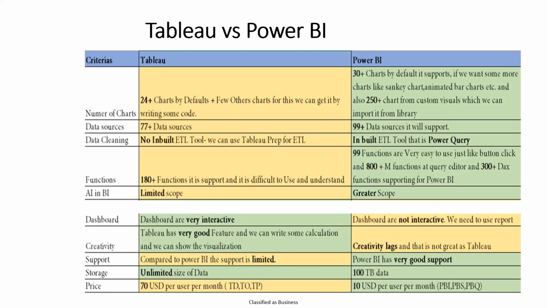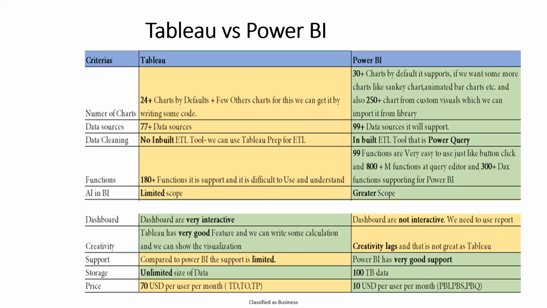Power BI gets supported by default in the Power BI desktop application. 30 plus default charts are supported. And if you want to bring some advanced or custom chart, we have an import custom visual option, so we don't need to write any code. Once you sign up with your working email ID, we can try to import custom visuals. 250 plus different charts are supported for import.